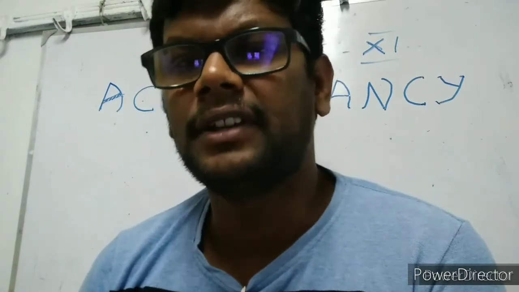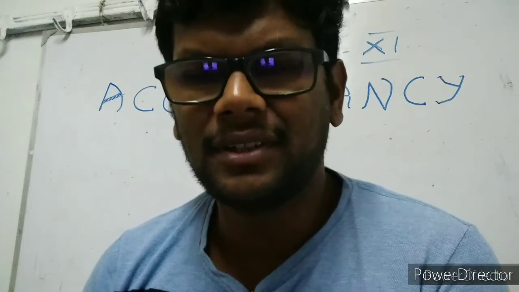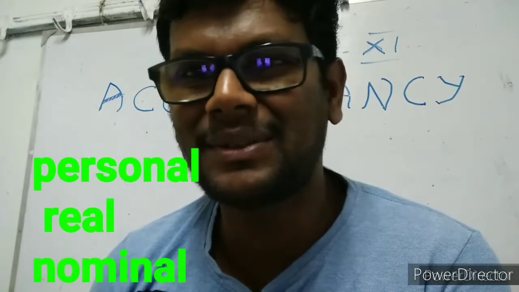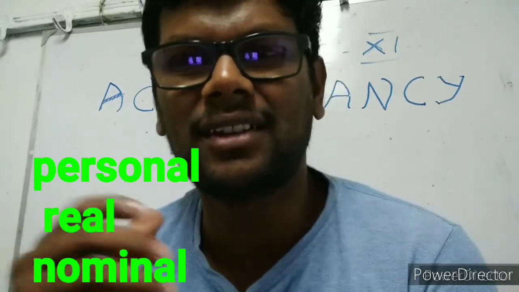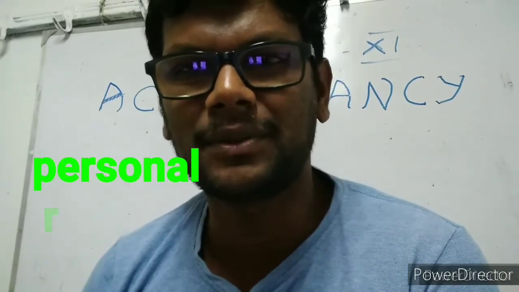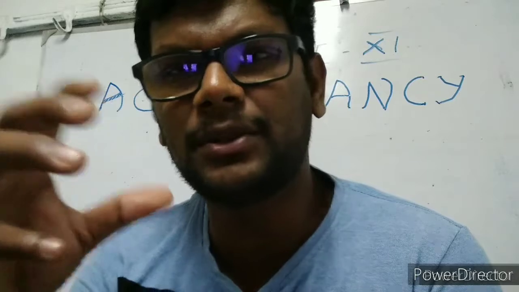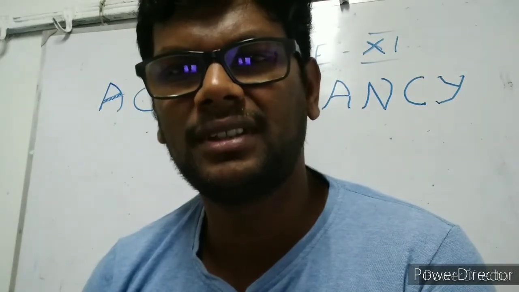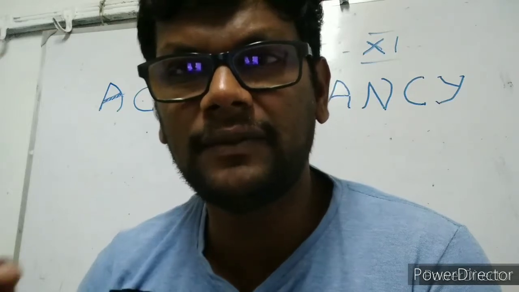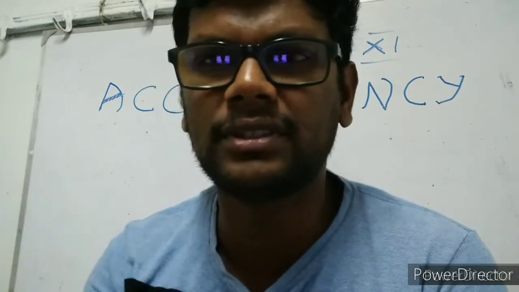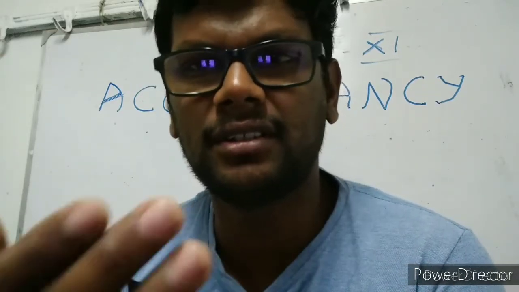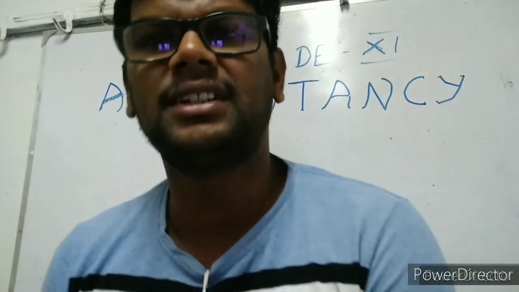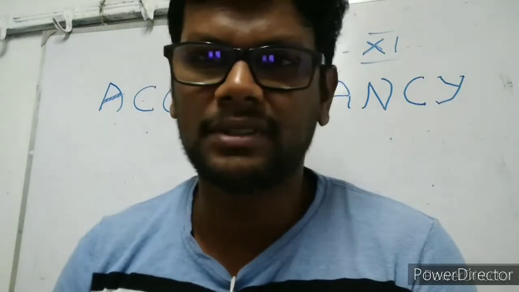What is identifying? What kind of account it is? So what are the accounts? Personal account, real account, nominal account. These three are the different kinds of accounts. We have separate rules and regulations, the golden rules, for these accounts. And recording: we will record in the books, journal, ledger, trial balance, and trading account, profit and loss account, balance sheet. Like this we will record everything.